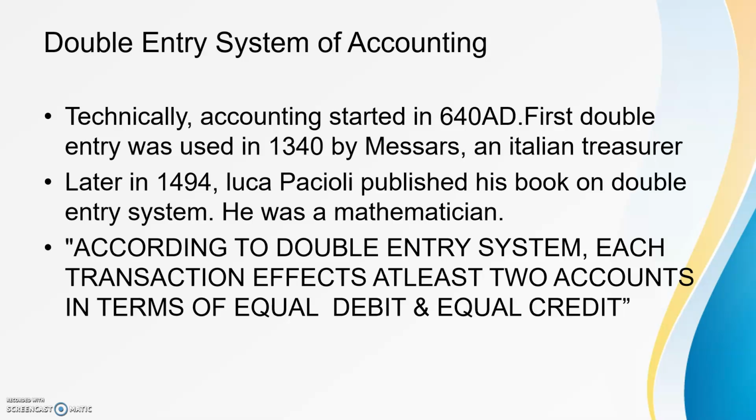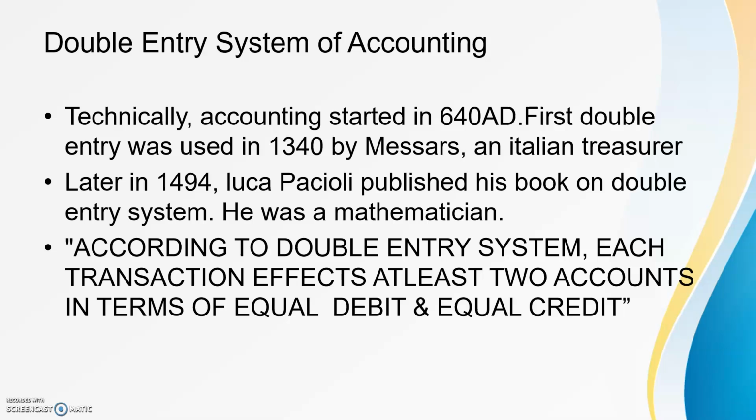Technically, accounting started in 640 AD. The first double entry was used in the 1340s by Messrs, an Italian treasurer. Later in 1494, Luca Pacioli, a mathematician, published his book on the double entry system. Every business transaction has a twofold effect, wherein two accounts are affected in opposite directions. Thus, if a complete record were to be made of each such transaction, it is necessary to debit one account and credit another account. Recording of this twofold effect of every transaction is called the double entry system of accounting.